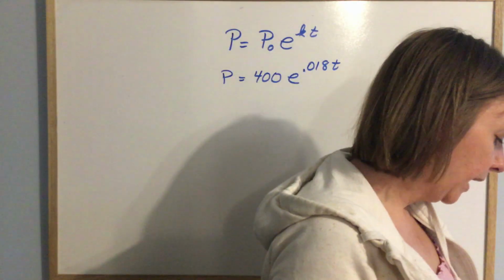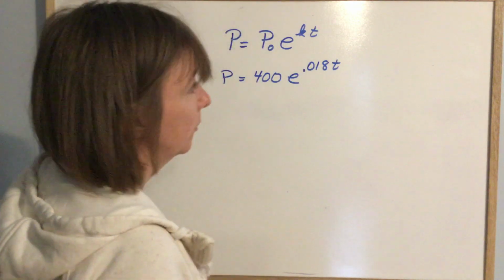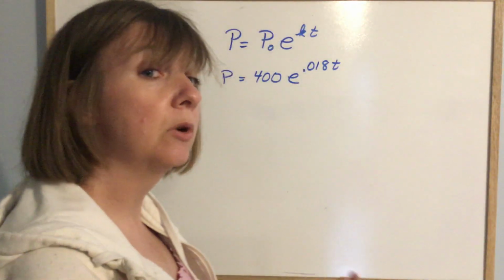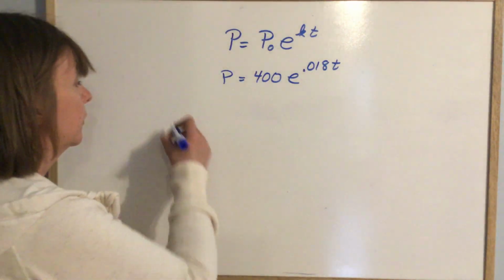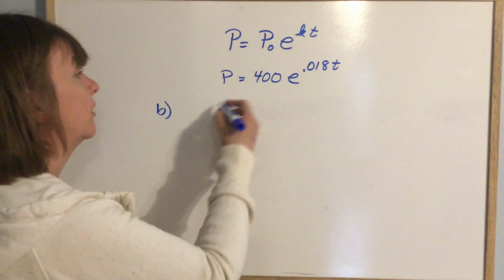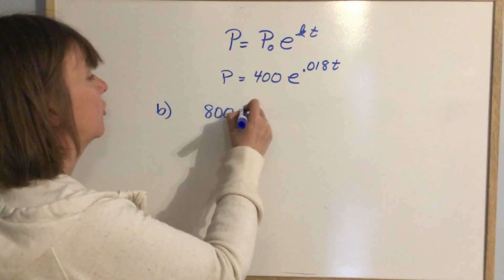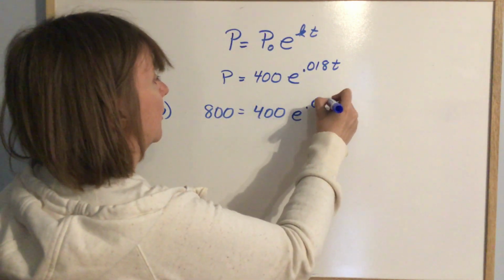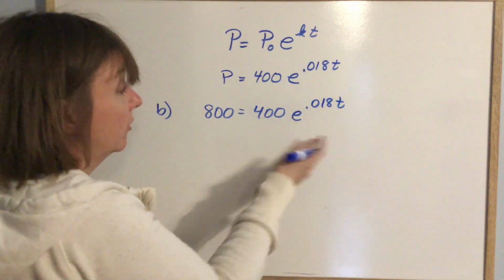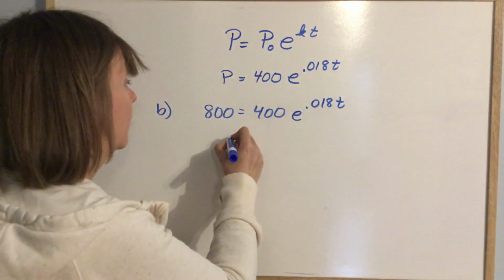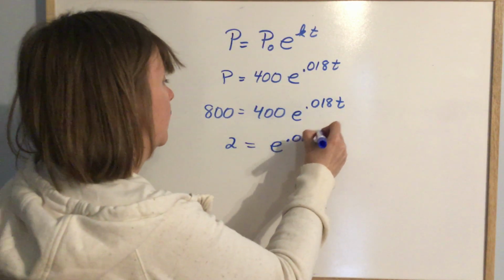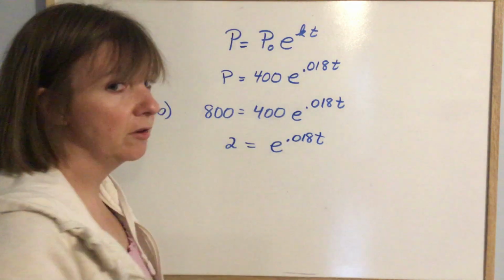For B, how long will it take, so I'm looking for time, how long will it take for the population to double? If the population doubles, that means the final population is going to be 800, equal to 400 e to the 0.018t. So I just divide both sides by 400, so I have 2 is equal to e to the 0.018t. Now, how do I solve with that?